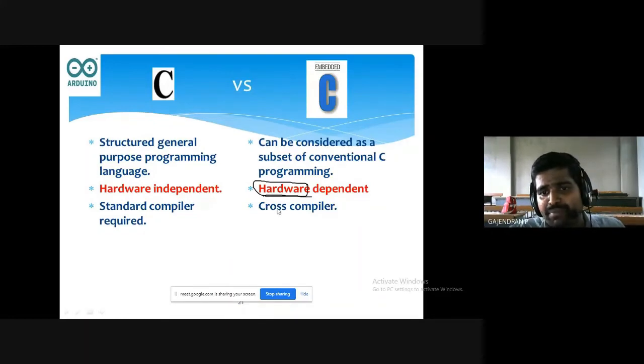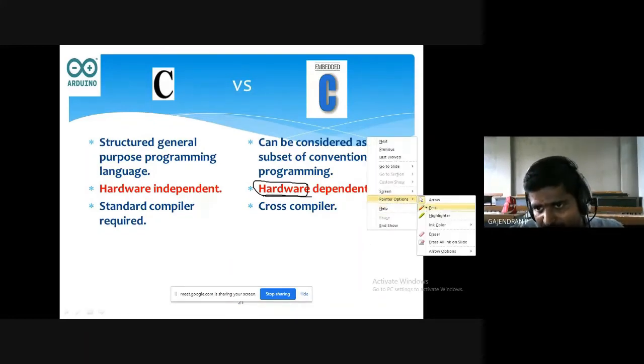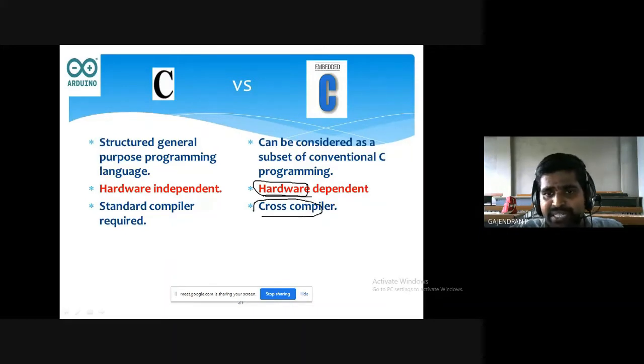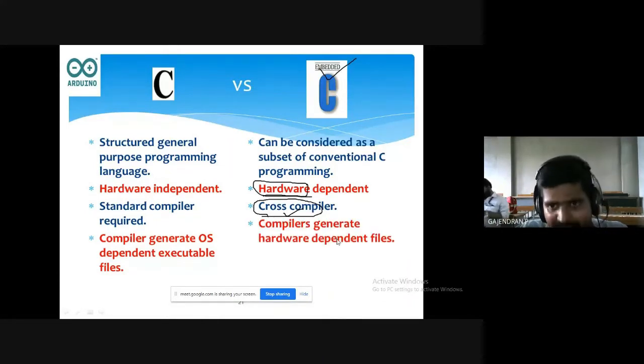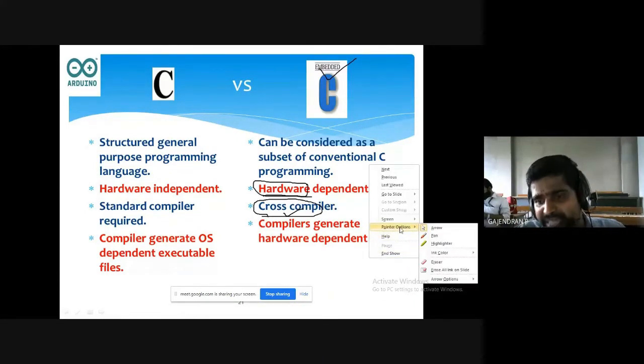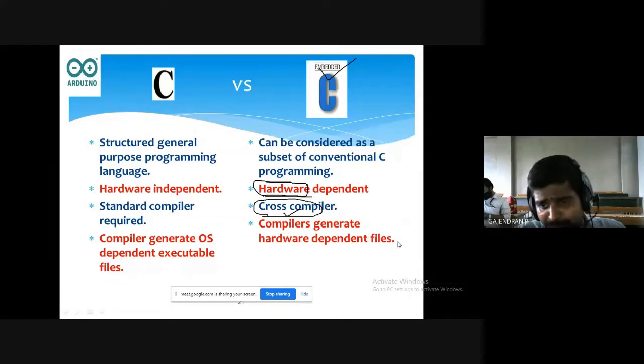So cross compiler means if you write code on one platform, the same code will work on different hardwares. That compatibility you have in embedded C, isn't it? If you use one OS in one system, the same program won't work in another system. So cross compiler means you can use different hardwares. Your compiler will support the different hardware. Once you dump it, you can use the different hardware unit. A standard compiler generates an OS dependent executable file. Here the compiler will generate a hardware dependent file.